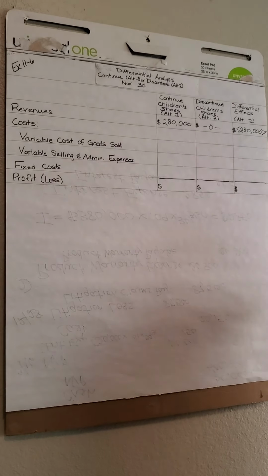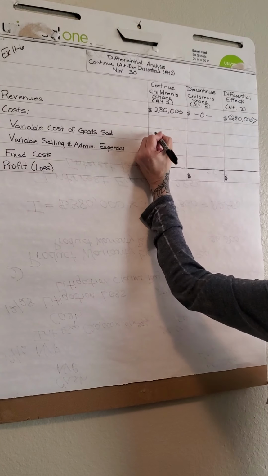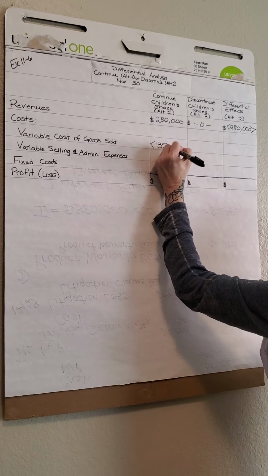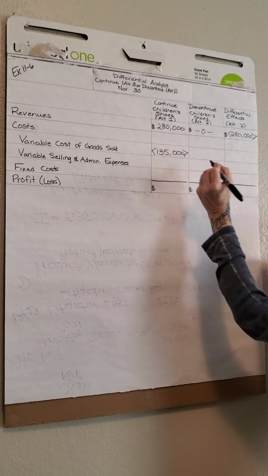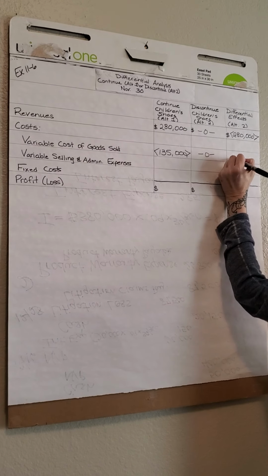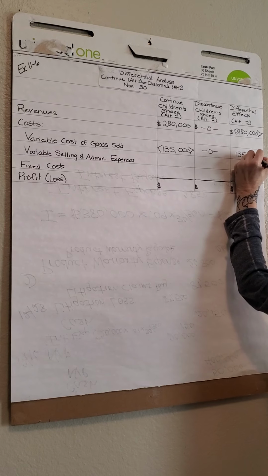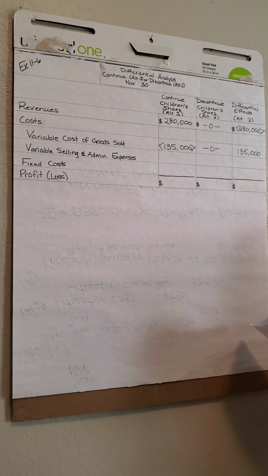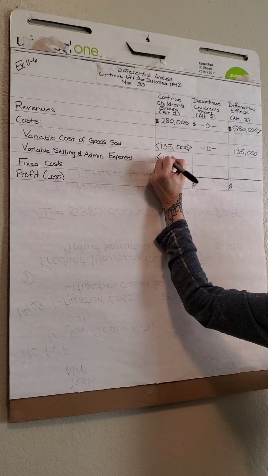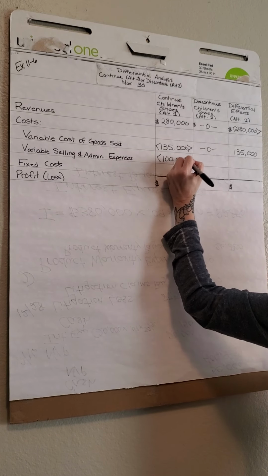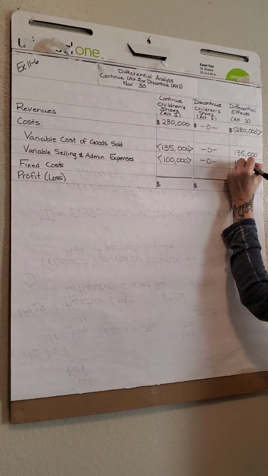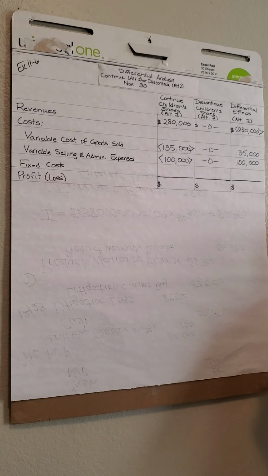So variable cost of goods sold, if we continue the shoes, of course, is going to be $135,000. Okay, under alternative 2, we wouldn't have those, so that would be a reduction in our costs of $135,000. As far as variable selling and administrative expenses, if we continue the shoes, that's $100,000. We won't have those if we discontinue the children's shoes. So we're going to put that in as a positive number there.